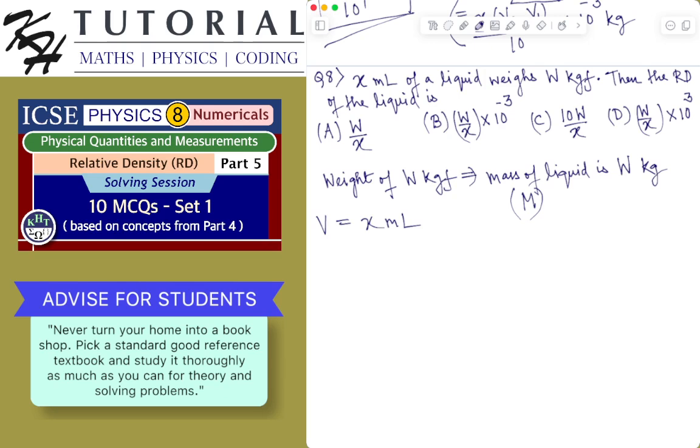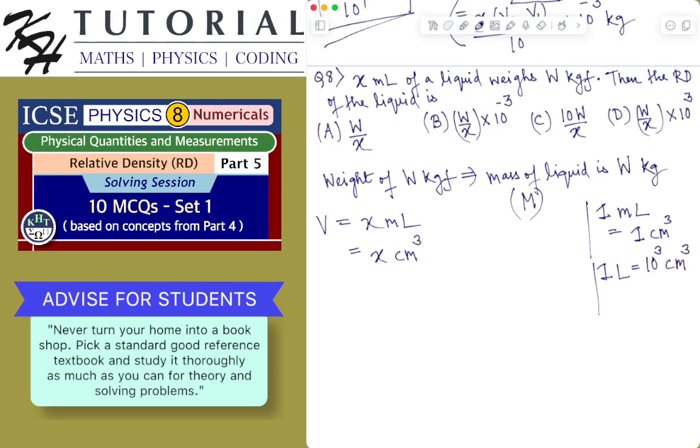Now the volume of the liquid is given in milliliter. Now you must know that 1 milliliter is equal to 1 centimeter cube. Also, you must know that 1 liter will be obviously 10 to the power 3 centimeter cube. So 1 milliliter means 1 centimeter cube. So this is equal to x centimeter cube. The volume of the liquid is x centimeter cube.